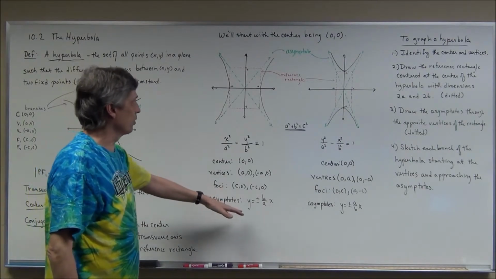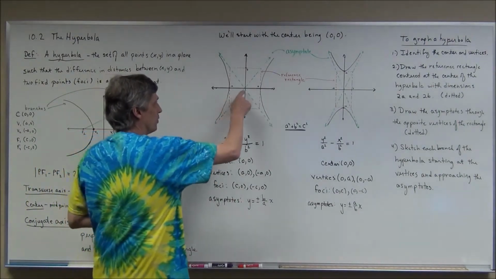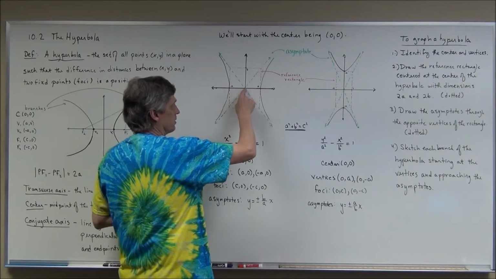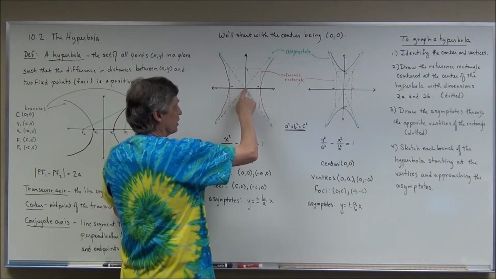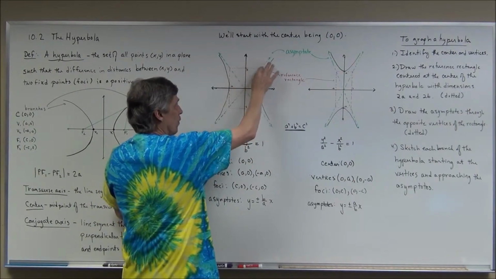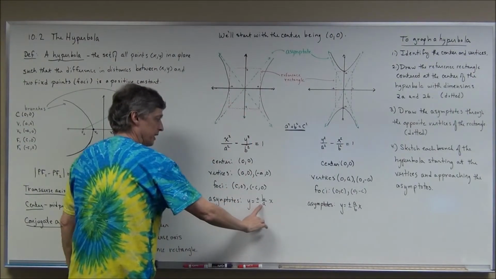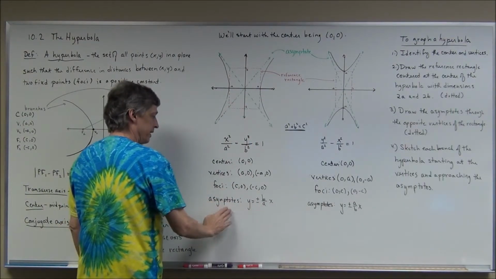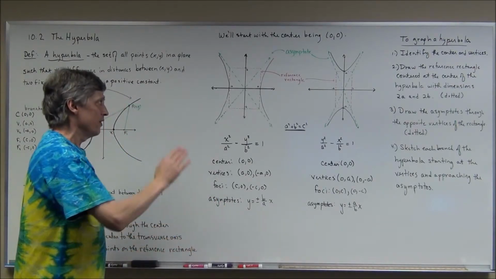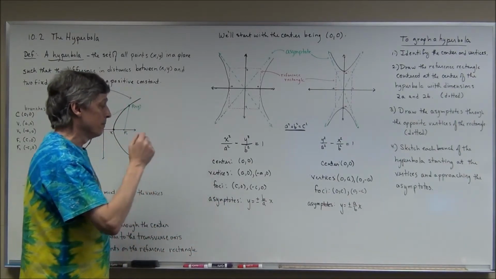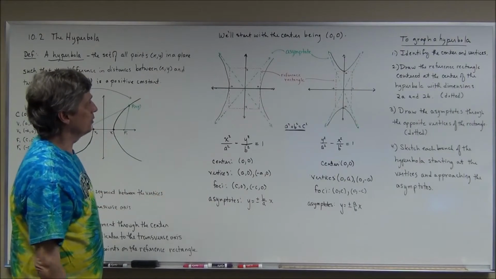And the asymptotes, as you can see here, go through the origin, so we know that the y-intercept is 0, 0. And notice here that the slope on this guy is b over a, or b over the opposite of a. So I get two asymptotes, plus or minus b over a. Now again, the asymptotes are not part of my graph. That's why I make them dotted. But I'm going to use them when I do the graph.